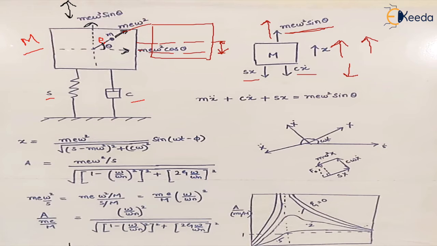If we apply D'Alembert's principle, we can say that the inertia force, the spring force and the damping force together are equal to the harmonic force produced because of this unbalanced rotating mass. So the equation becomes M x double dot plus c x dot, that is the damping force, plus k x, the spring force, equal to the harmonic force, which is m e omega square sine theta.